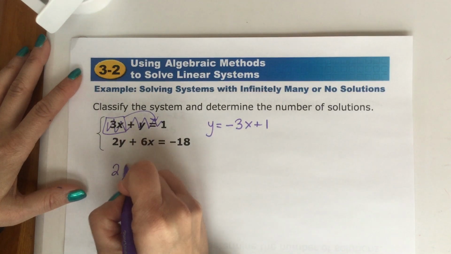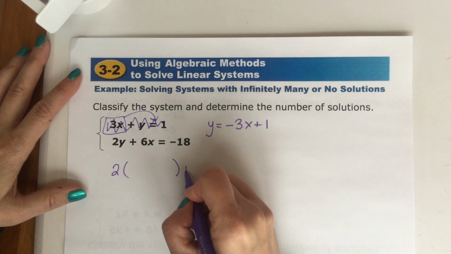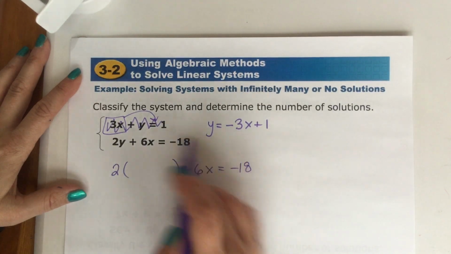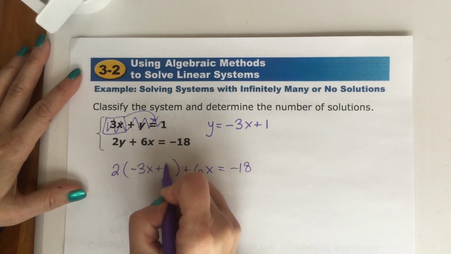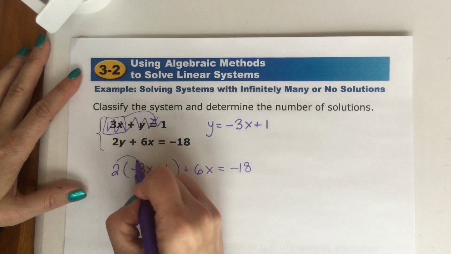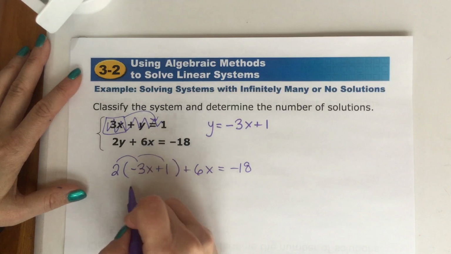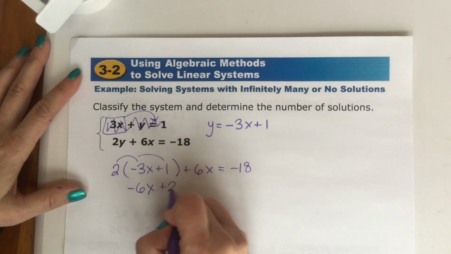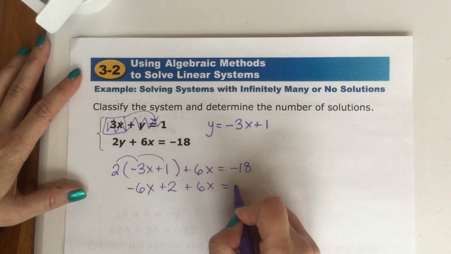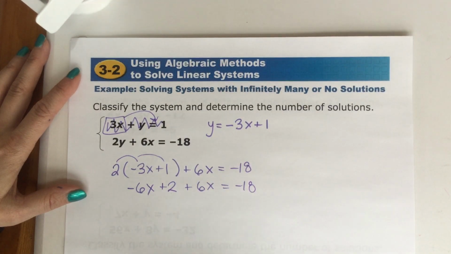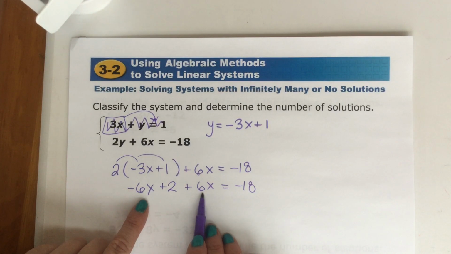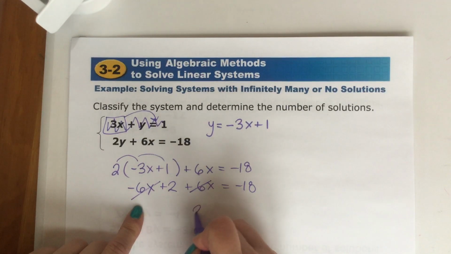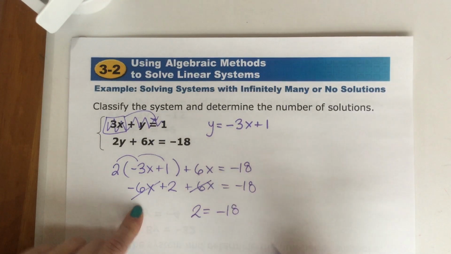So now I can take 2, I'm going to substitute in y, plus 6x equals negative 18. Where y is, I'm filling in negative 3x plus 1. Distribute: 2 times negative 3x is negative 6x, 2 times 1 is 2, plus 6x equals negative 18. When I combine the like terms, negative 6x, positive 6x, that's a 0. So I have 2 equals negative 18.